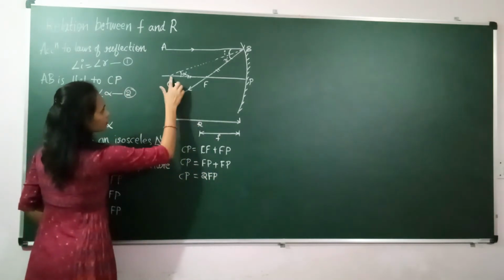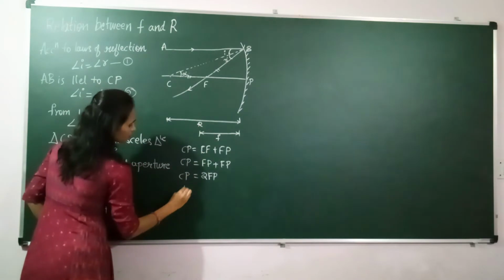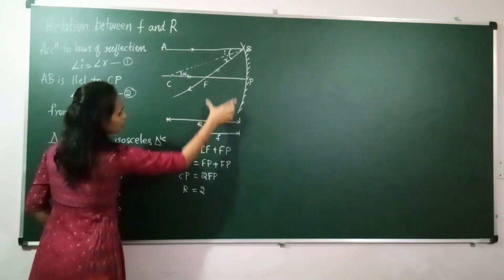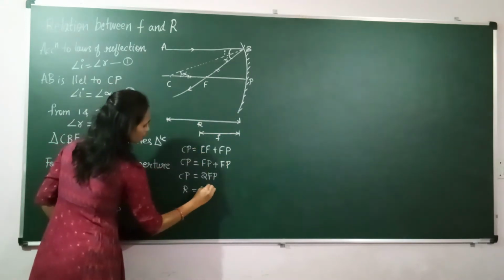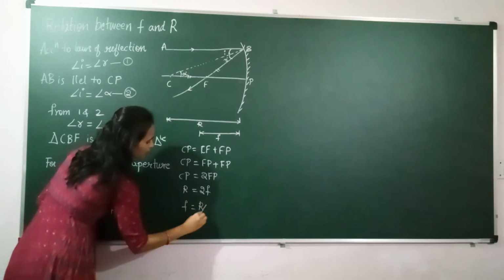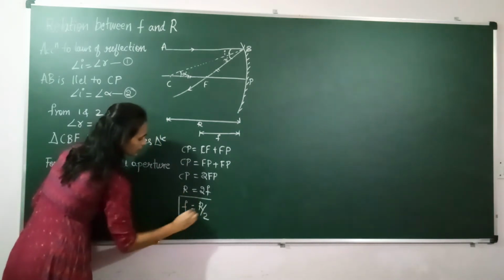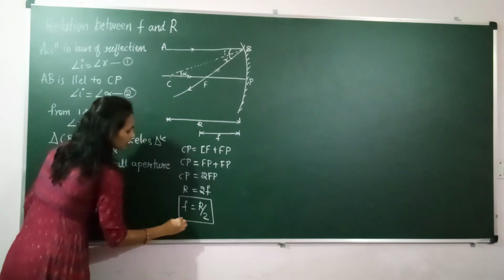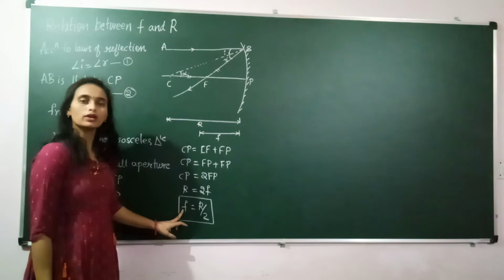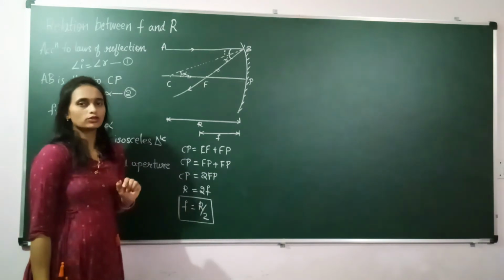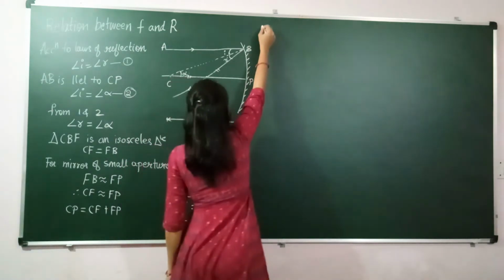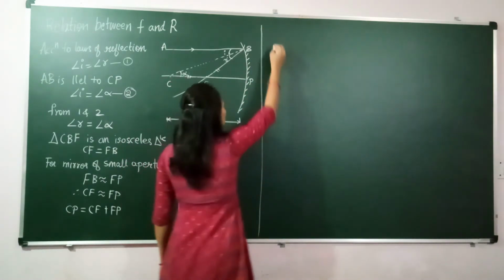CP is how much? The C to P distance is R. So here we will write R is equal to 2 FP. FP is how much? The FP distance we have taken as F, the focal length. Therefore F is equal to R divided by 2. So this is the relation between focal length and radius of curvature. We will use this relation to calculate the focal length or the radius of curvature. So this is the important relation. And next we will study the sign convention.